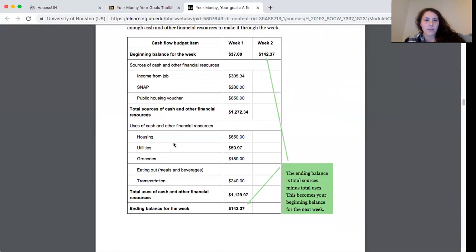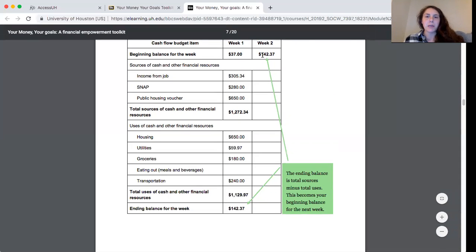So I'm going to pay my housing $650. So this is where we start subtracting. So again, this is my total income, and we start to subtract outcome. So then I'd subtract $59.97 for utilities, $180 for groceries, $240 for transportation, and that will give us the number of $142.37. So incoming minus outgoing is what I'm left with. Drag it up so I am at the beginning of the week too.